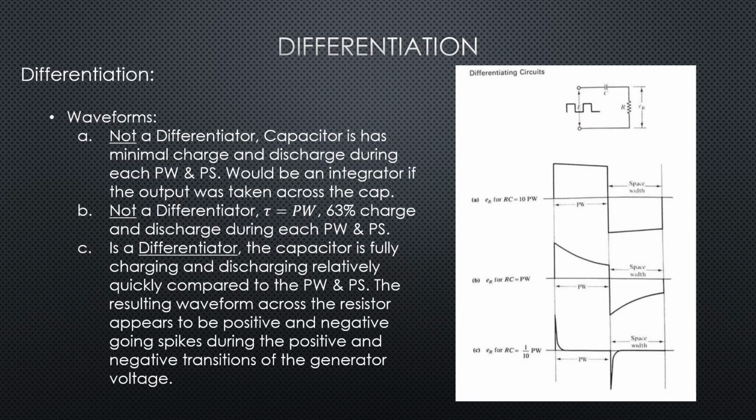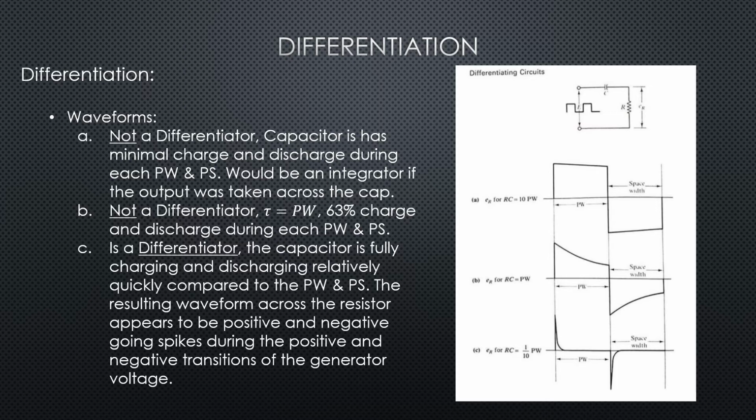So here's an RC circuit where the output is taken across the resistor, and that is the standard circuit for differentiation. And we've got three different waveforms. We've got waveform A, where tau is equal to 10 times the pulse width, which is not a differentiator. You can see that basically the capacitor is just discharging a little bit and then just charging a little bit. So the main part of the waveform is getting to the resistor.